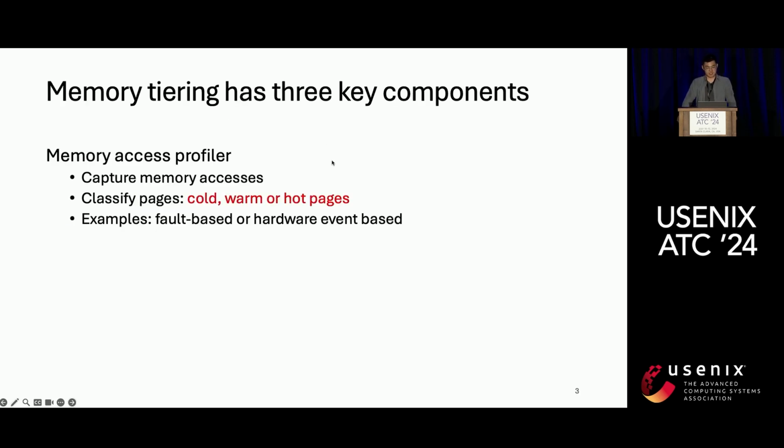Memory tiering has three key components. The first is the memory access profiler. It captures memory accesses. Then, based on these memory accesses, it will classify pages as cold page, warm page, and hot page. Examples are fault-based profiler or hardware event-based profiler.